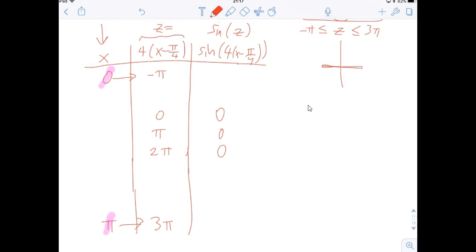Now that we know that the limits to the z domain are negative pi and 3 pi, now we can figure out what all the angles are that can have sines of 0, and we know where to stop. Okay, so for example, if we know that 0 and pi are the two main solutions for angles that have a sine of 0, then we can find every other possible angle by adding 2 pi to 0 and pi.